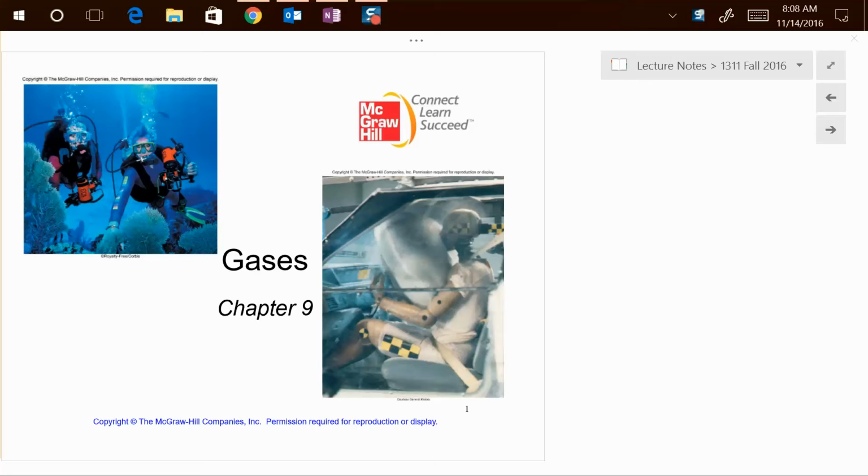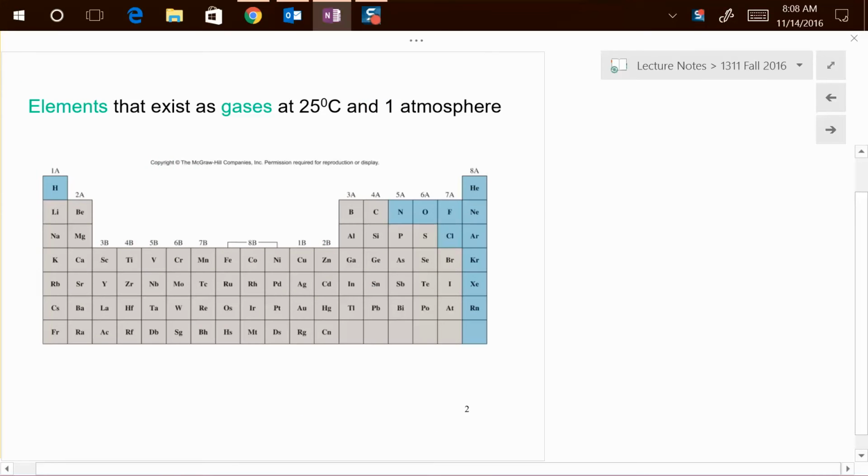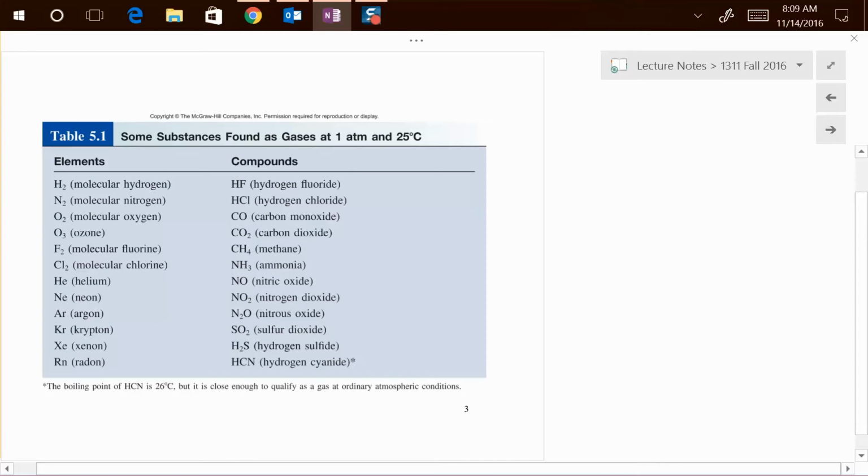Okay, so in chapter 9, this is just showing us that gases exist at 25 degrees Celsius, 1 atmosphere. Here on the periodic table we have a number of elements in red that exist as gases, not in the solid or liquid form, at those temperatures and pressures.